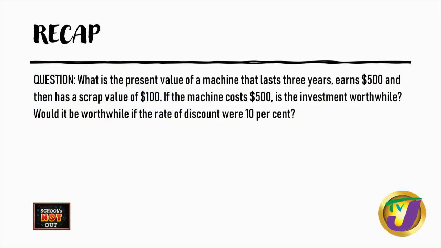We did a similar question, but we looked at a case where the discount rate was 5%. And what we found was that when the discount rate was 5%, the investment was worthwhile because the present value of the investment was equal to $518. So if the firm was making the comparison, it would be looking at how much money it would spend on acquiring the machine now, which would be $500, and also what the machine would earn, which is the marginal revenue product. So the task was yours to determine whether or not the discount rate of 10% would still have made the investment worthwhile.